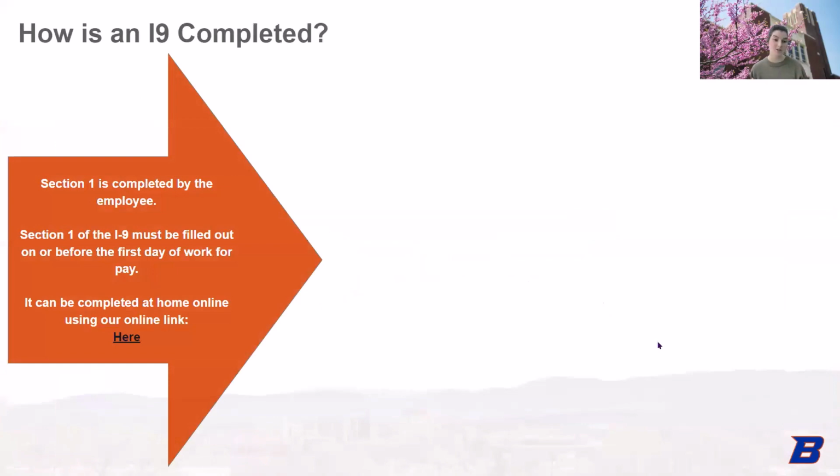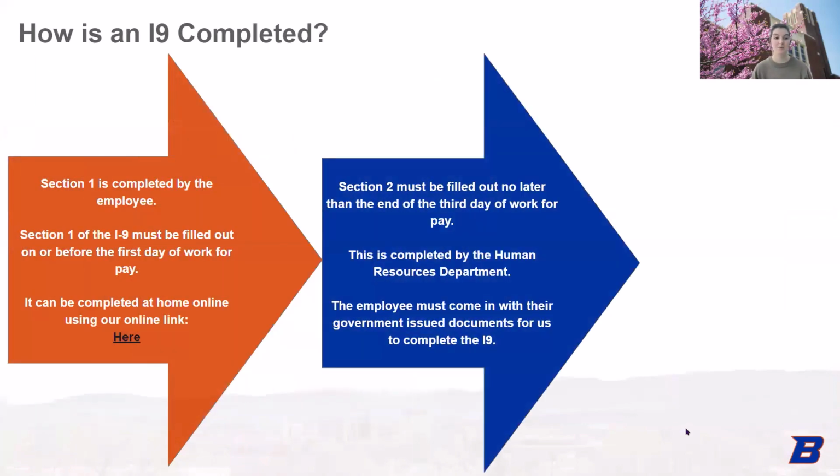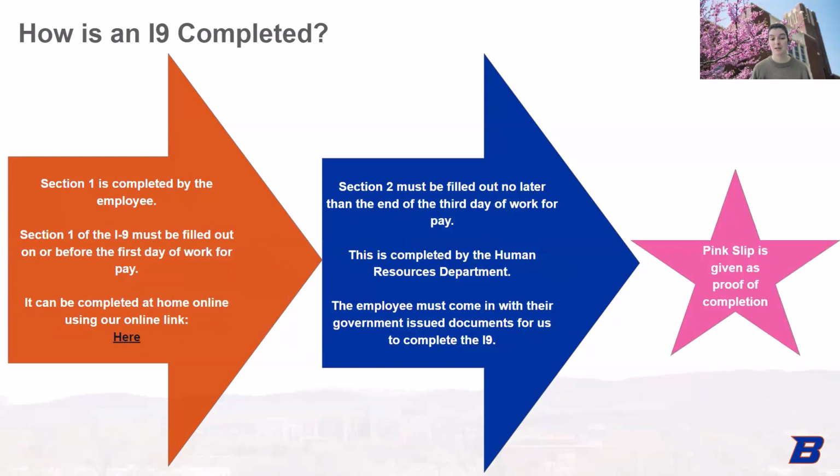So as I said, there are 2 sections. Section 1 needs to be completed by the employee on their first day or before their first day of employment. It can be completed remotely. They do not have to come in person to do it. And there is a link on that orange arrow that links you to Section 1 that they can fill out from home or in their office. But Section 2 does need to be filled out in person. So that's actually something that Human Resources will complete on behalf of the employee. They'll need to come in and bring in some acceptable documents.